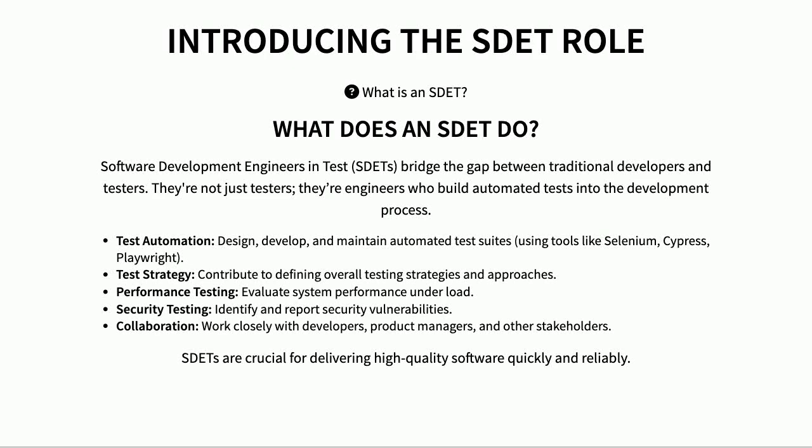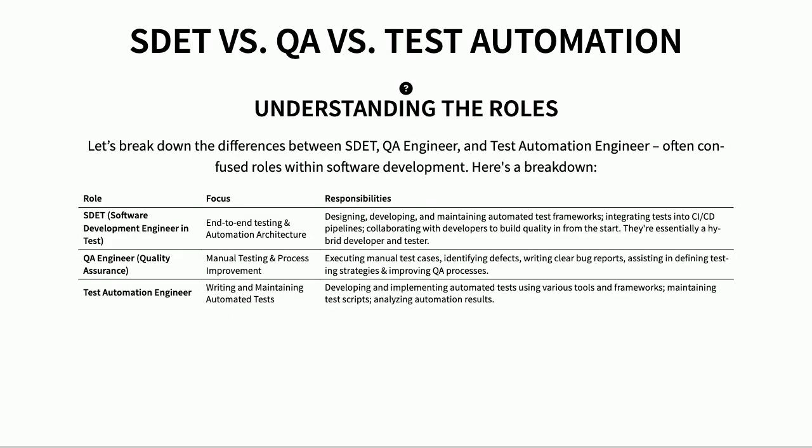Let's start by introducing the SDET role. Simply put, an SDET is a software development engineer who specializes in testing. They are not just running tests, they are building automated test systems that developers can use throughout the entire development lifecycle. Think of them as testers with strong programming skills responsible for creating and maintaining the tools that ensure software quality. They work closely with developers and other teams to build a robust testing strategy, including things like performance and security testing.